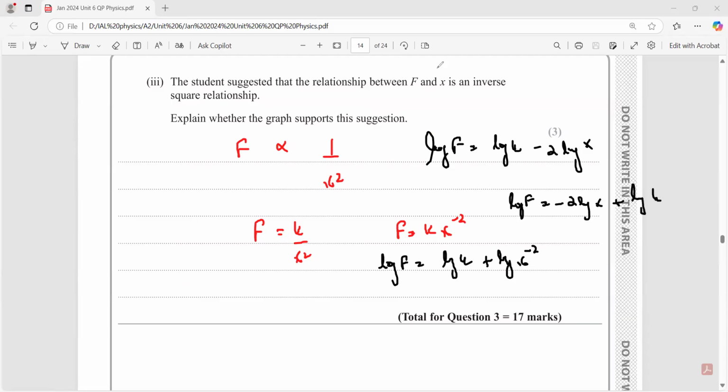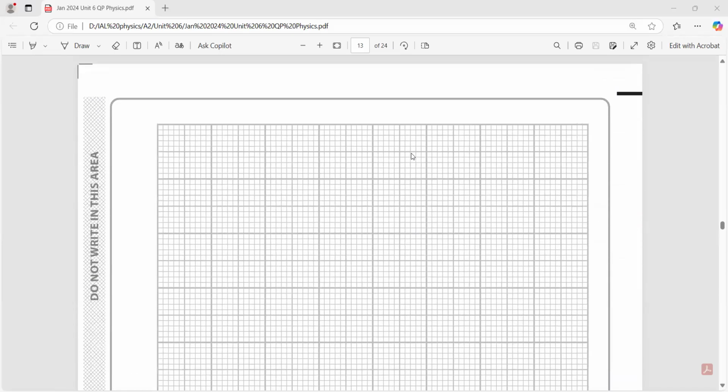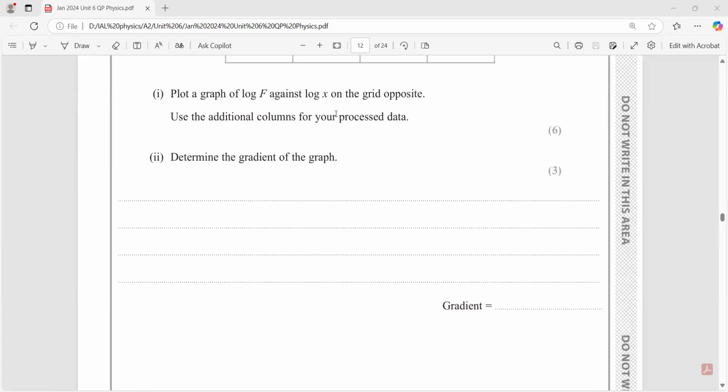So if it is an inverse square relation, and I compare with the equation of a straight line, y is equal to mx plus c, what should be the gradient? If there is an inverse square relation between the two quantities, then the gradient should be -2. Okay. So how do we know whether it is an inverse square? You will compare your value of the gradient with -2.